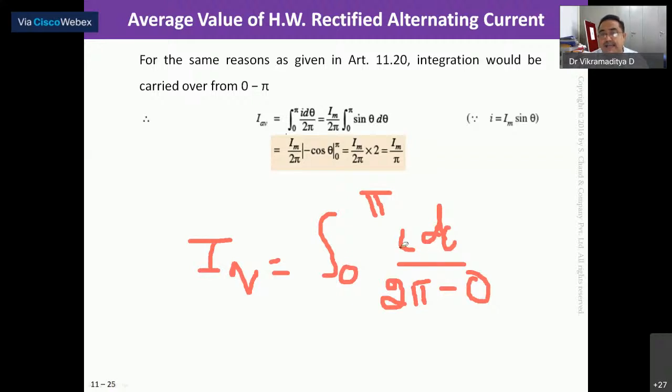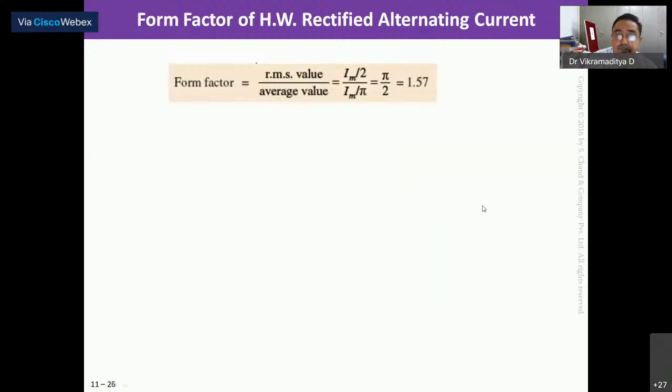Now you will solve this. In place of I, you will put Im sine theta. When you solve it, the average value you will get is Im by pi. So Im by pi is the average value of a given half wave rectified waveform. In this way, you can find out the average value of any given waveform. The RMS value will come out to be Im by 2. You can verify it with the help of the formula, and ultimately the form factor will come to 1.57. So it has increased from 1.11 to 1.57. There is a great distortion. This is very clear from the form factor.